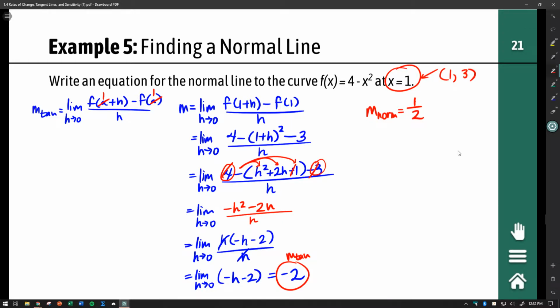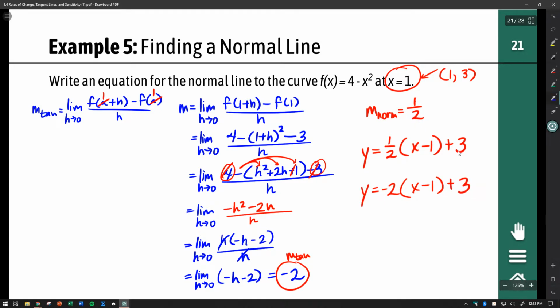So let's go to point slope form. We're going to have y equals the normal slope, 1/2, times x minus 1, and then plus the y value, 3. While we're here, if this is the normal line, what would be the equation of the tangent line? Well, it'd be y equals, tangent slope is negative 2, times x minus 1 plus, again, the y value, 3. So this should be our answer for the normal line. This is going to be our tangent line.